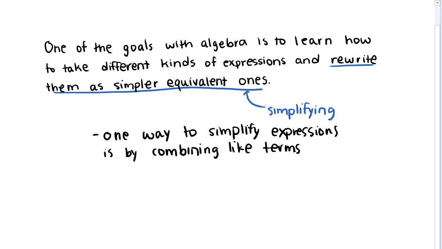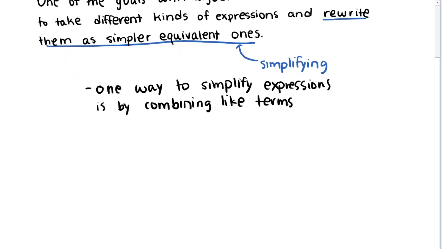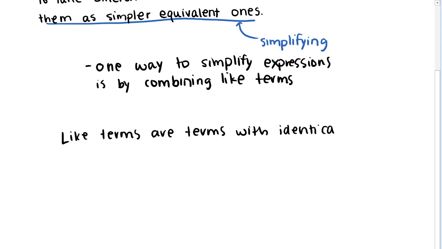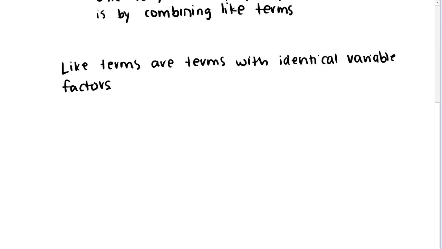And so that's what I'd like to talk about for the rest of this video: what are like terms, and what does it mean to combine like terms. So let's explore this. Like terms are terms with identical variable factors. So let me tell you what I mean by that. Let me showcase what I mean by that with examples.